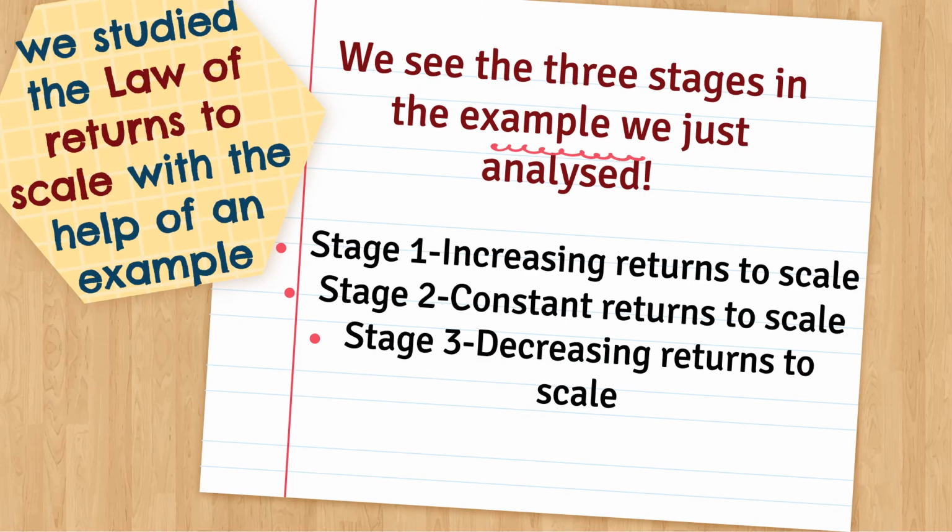So we have studied the law of returns to scale with the help of an example. We see distinctly there are 3 stages in the example we just analyzed. The first stage, in which the output more than doubles, is called the stage of increasing returns to scale. In the second stage, we see that the output just doubles with an increase in the inputs in the same proportion, and so we call it the stage of constant returns to scale. The third stage is called the stage of decreasing returns to scale because the output less than doubles when the inputs are increased in the same proportion.